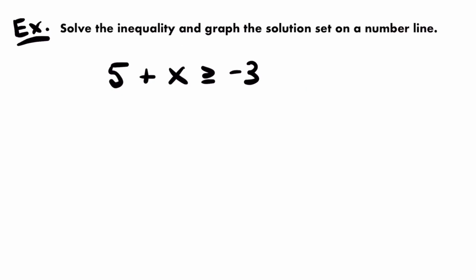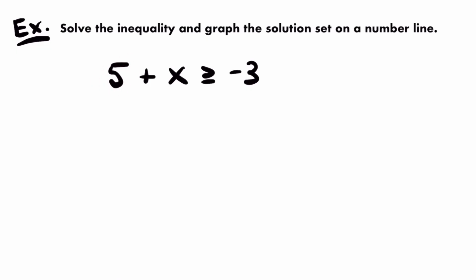Next up, we once again want to solve the inequality and graph the solution set on a number line, and this time we're given 5 plus x is greater than or equal to -3. Clearly this inequality is not in the form of a solution set, so what we want to do is get it in that form. We need to isolate the variable x by getting rid of this constant term of 5.